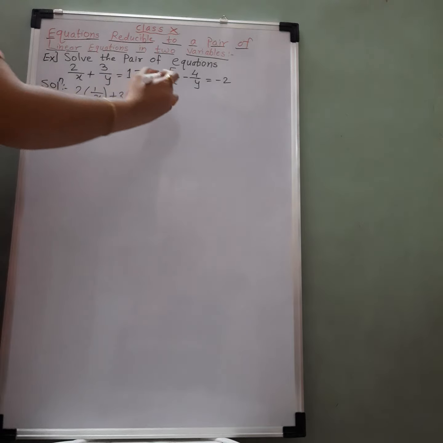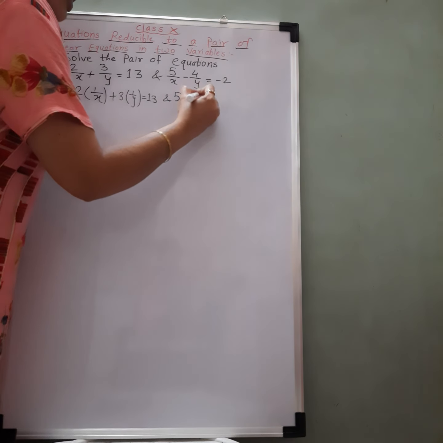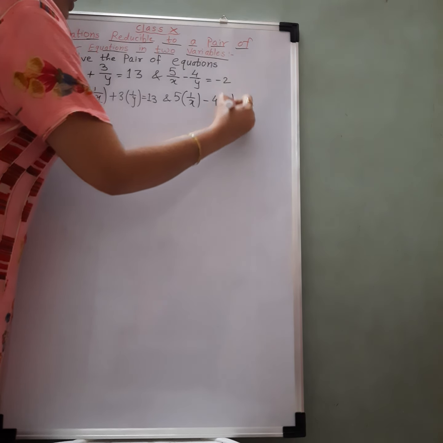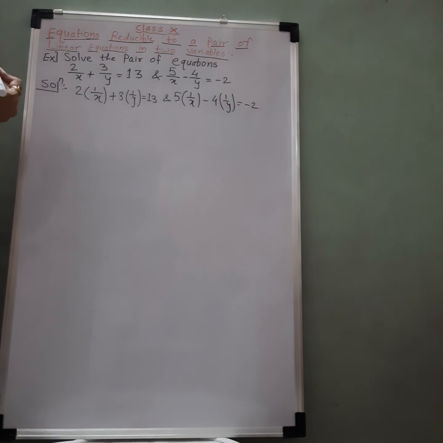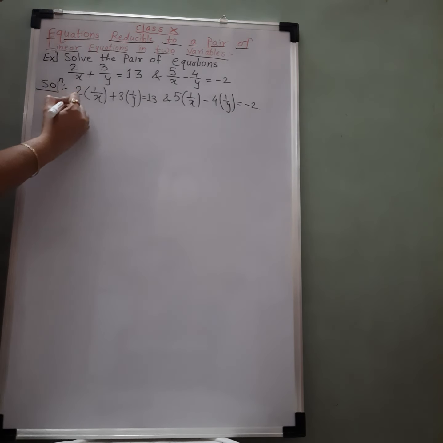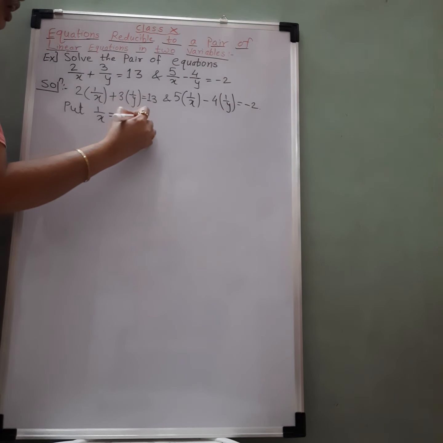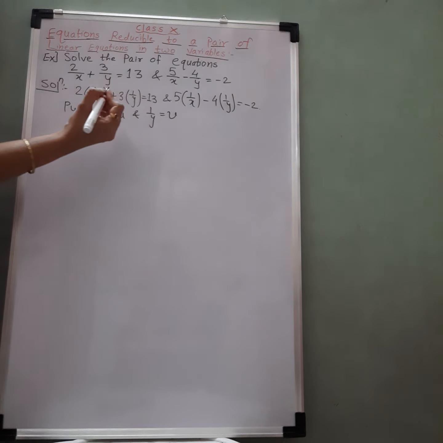and 5 into 1 upon x minus 4 into 1 upon y is equal to minus 2. Now we will substitute 1 upon x as u and 1 upon y as v. So put 1 upon x is equal to u and 1 upon y is equal to v in the above equation.